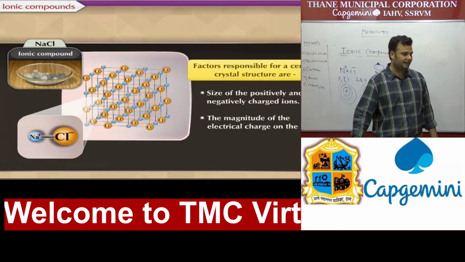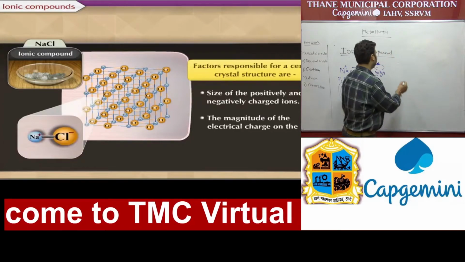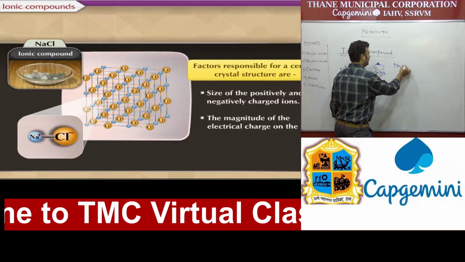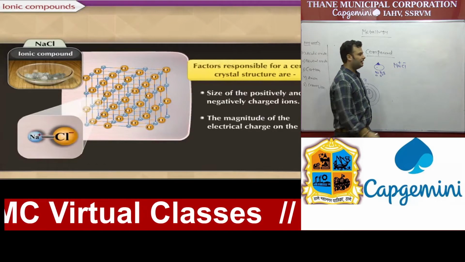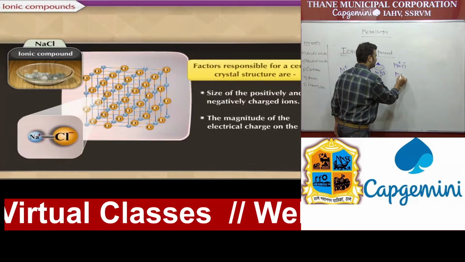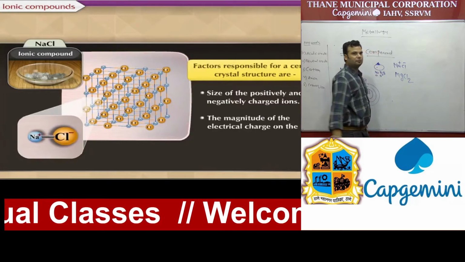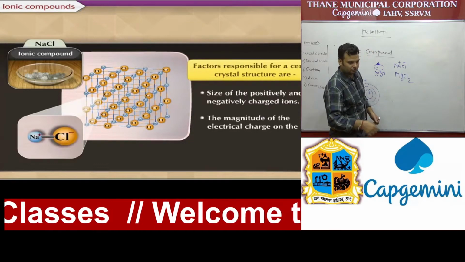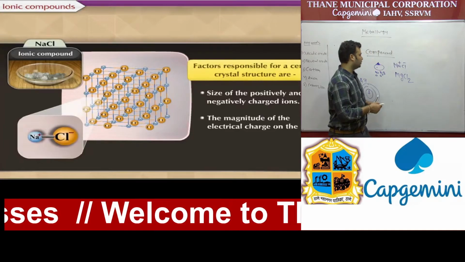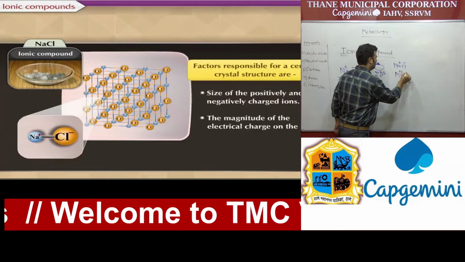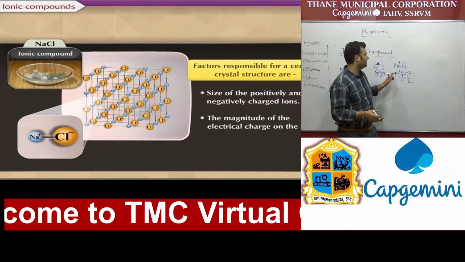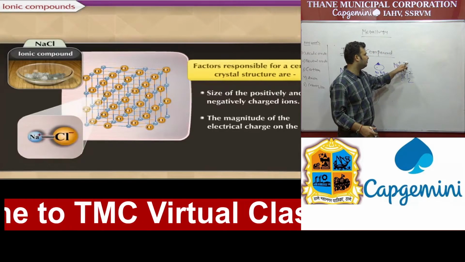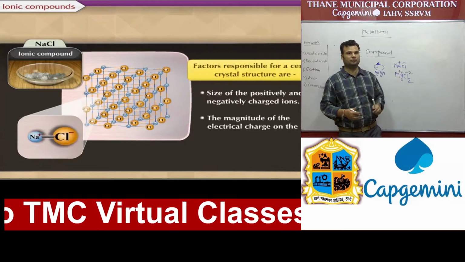So magnitude of electrical charge, take an example like NaCl, plus and minus. So what is the magnitude? 1 plus and 1 minus. Take another example like MgCl2, magnesium chloride. So magnesium is plus 2 and chlorine is minus 1, so it becomes also minus 2. So plus 2 and minus 2. So the crystal shape also depends upon the magnitude, means कितना उसके ऊपर चार्ज है, +1, -1, +2, -2.